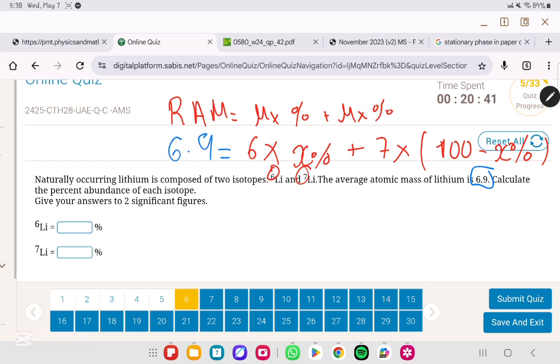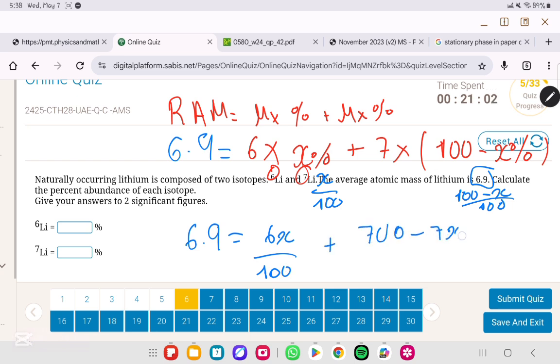Now, just do your solving, so it becomes 6.9 is equal to 6 times X percent. If you want to change X percent, it will be X over 100, and this will be 100 minus X over 100. So in this case, it's going to be 6X over 100 plus, after distributing, 700 minus 7X over 100. Now move the 100 to the other side. That means you will take it only as one denominator. So if you put it as one denominator, it's going to be what?